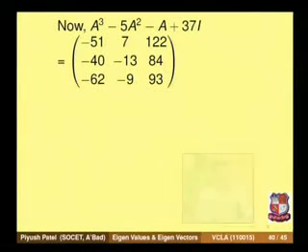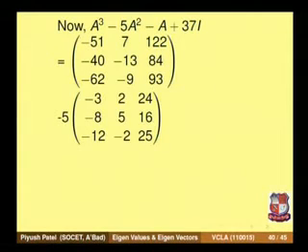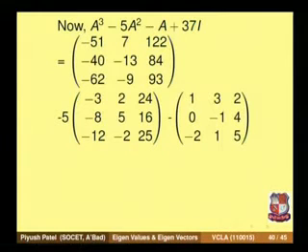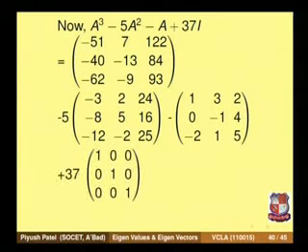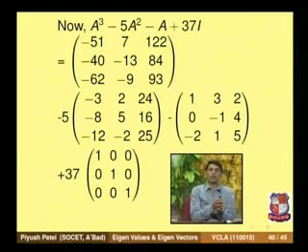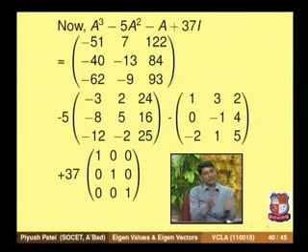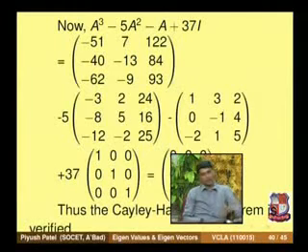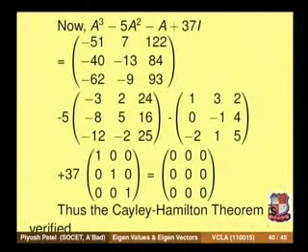So A cube minus 5A squared minus A plus 37I: this is the value of A cube minus 5 times A squared minus A plus 37 times the identity matrix. You know the addition and scalar multiplication of matrices. When you add up all these four matrices, you will get the answer 0. Thus the Cayley-Hamilton theorem is verified.